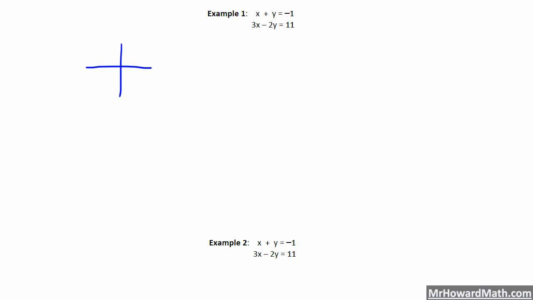Okay, so remember, when we're finding a solution to a system of equations, we are just finding the intersection point of 2 lines. That is what the answer to a system of equations is, where the 2 lines cross. That's essentially all we're doing.